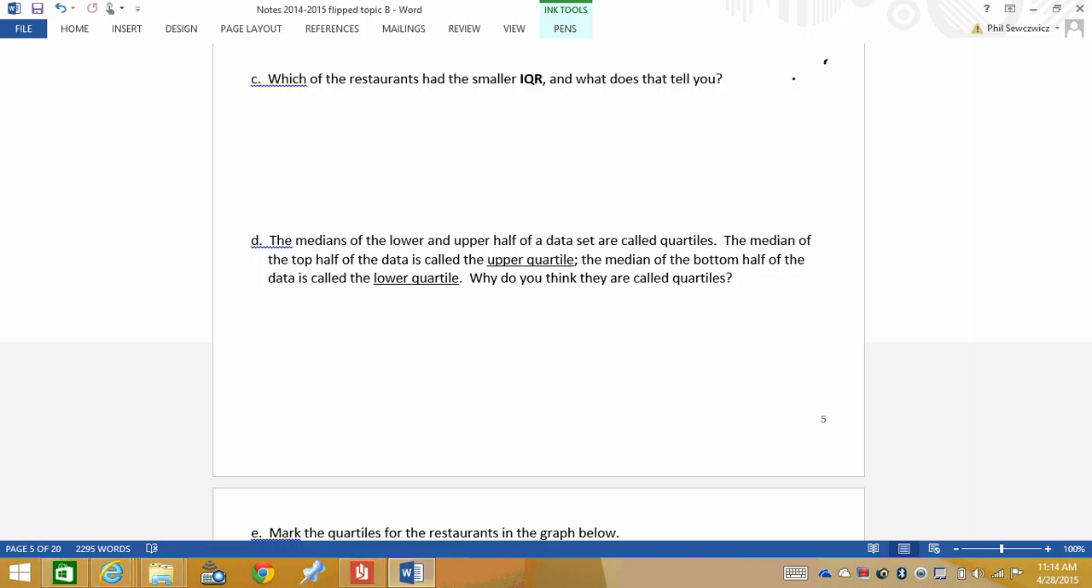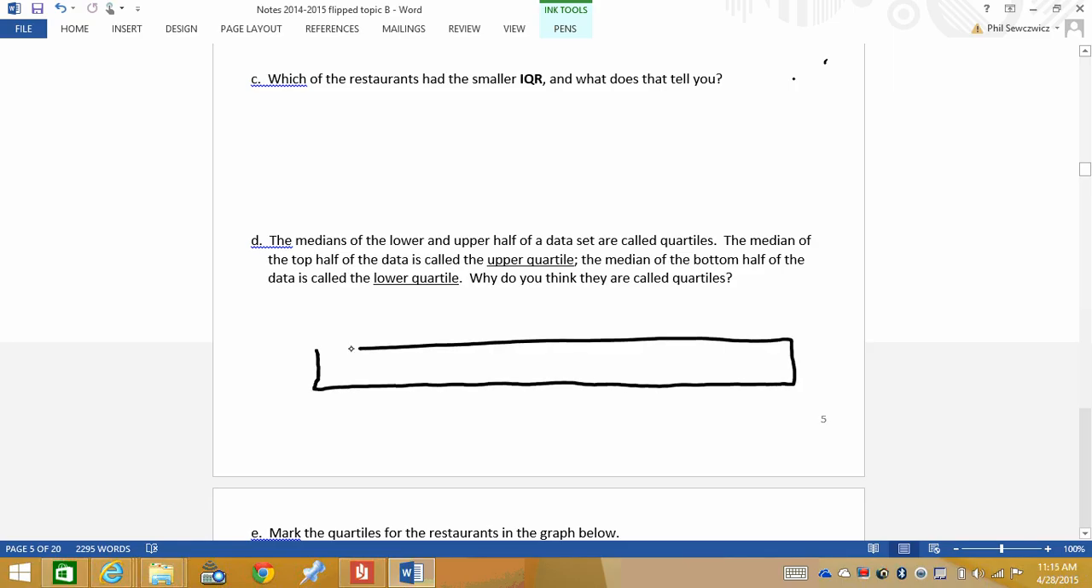Well, what they're getting at is that if you've got your information, it goes from here to here, and this is your smallest number over here, and this is your largest number over here. If we put the numbers in order from least to greatest, in the middle would be the median. All right, so there it is. There's the median, right there in the middle.